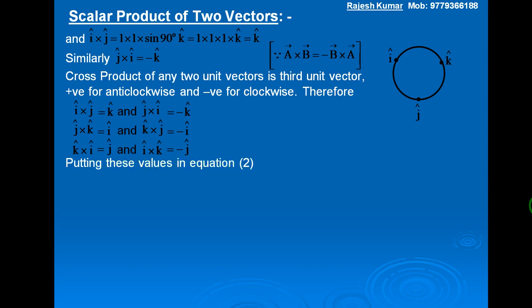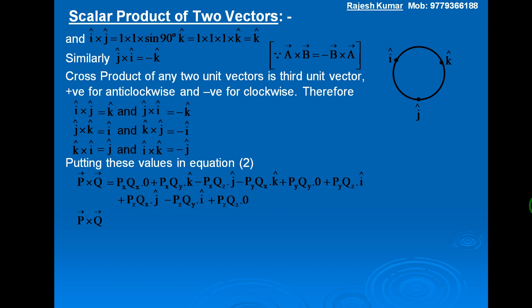Putting these values in equation number 2, we get P vector cross Q vector is equal to Px Qx into 0 plus Px Qy into k cap minus Px Qz into j cap minus Py Qx into k cap plus Py Qy into 0, plus Py Qz i cap plus Pz Qx into j cap minus Pz Qy into i cap plus Pz Qz into 0.